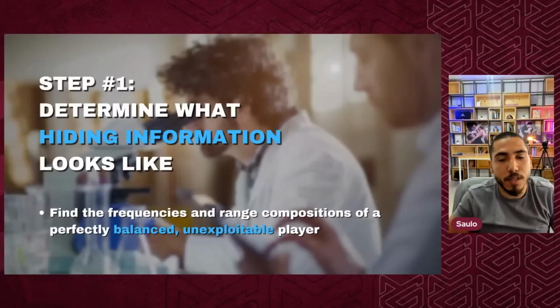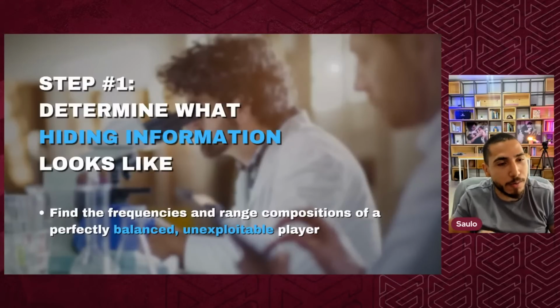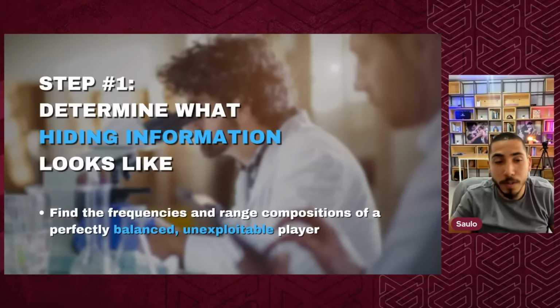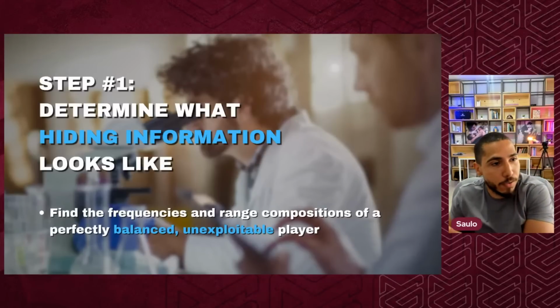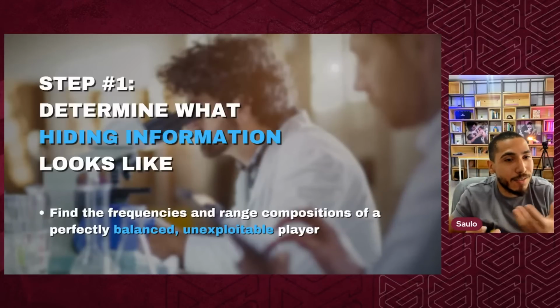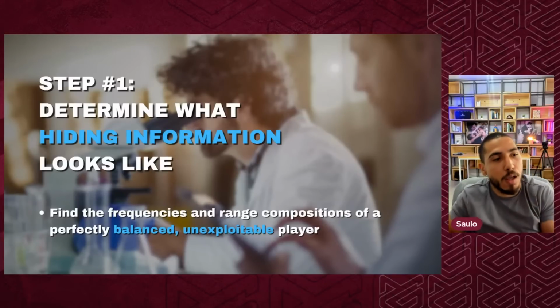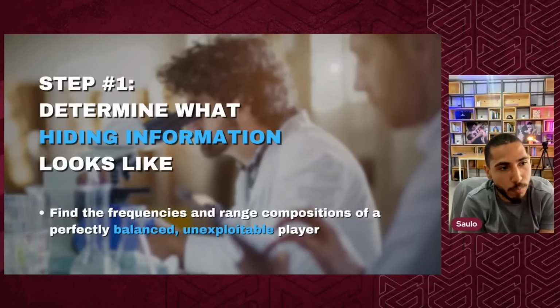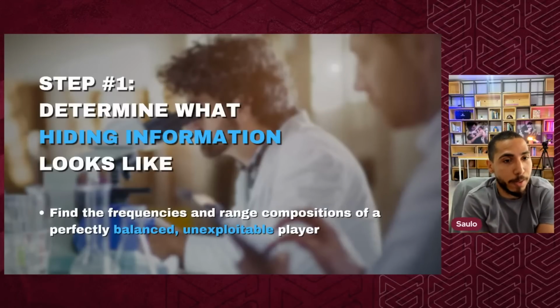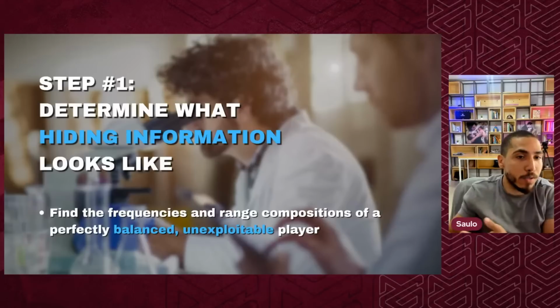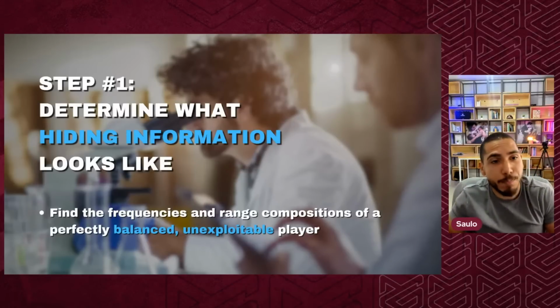The first step, you need to determine what hiding information looks like. We remember that we talked about how in theory we're supposed to hide information, and it's very difficult for you to say that someone has a leak if you don't have something to compare it to. And what do you compare it to? You compare it to balanced behavior, GTO behavior. So at the very least, you need to have some basic notion of what GTO strategy looks like, what a balanced strategy looks like, what an exploitable strategy looks like, because then you have something to compare what you see from your opponents. So without that, it gets really difficult.